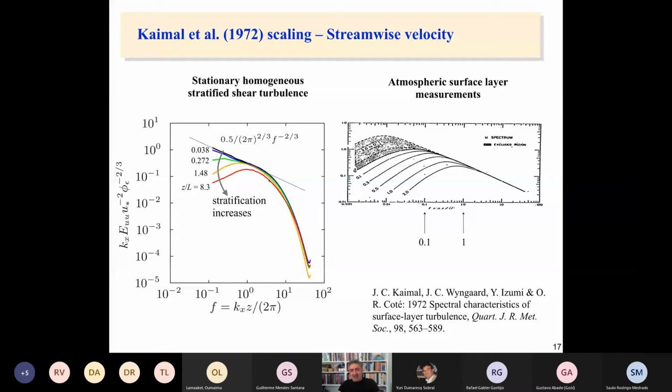So this is our DNS. These are data from the actual turbulent atmosphere. I squished the axis of the measurements a little bit to get my aspect ratio the same as my DNS figure. The nice thing here is you can see that these numbers are exactly the same stability parameter that we have in the DNS. This is the atmospheric surface layer. And then you can see how these curves peel off from the Kolmogorov scaling depending on their stratification strength, okay?